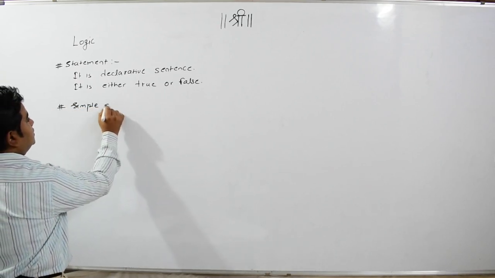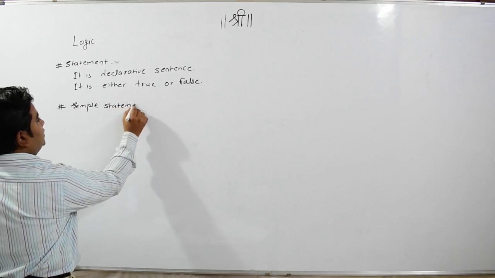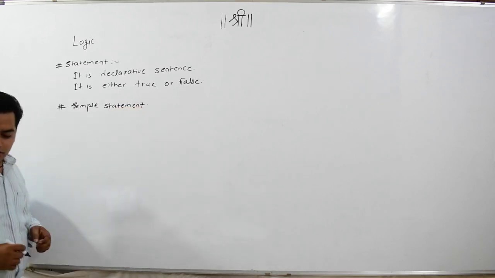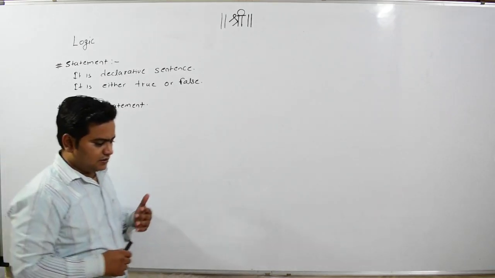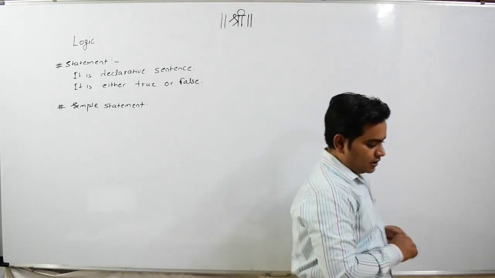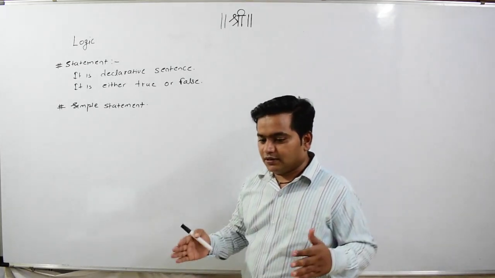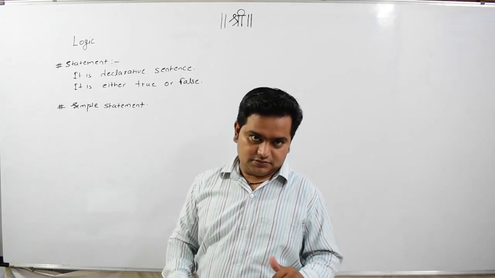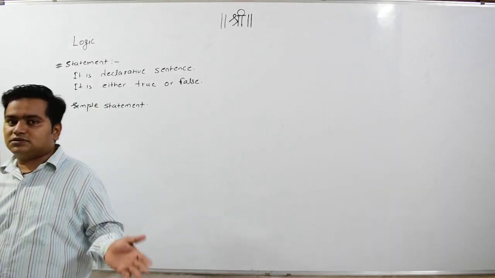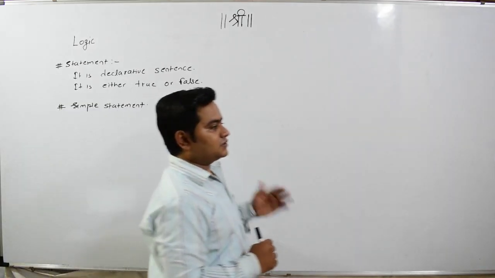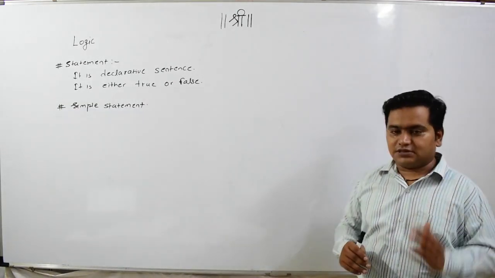Simple statement. Now here we have some interesting parameter. The simple statement has its own variation. So what is that variation? It's not a variation, it's a defined particular quantity. It cannot be divided into more statements. That statement is called a simple statement.